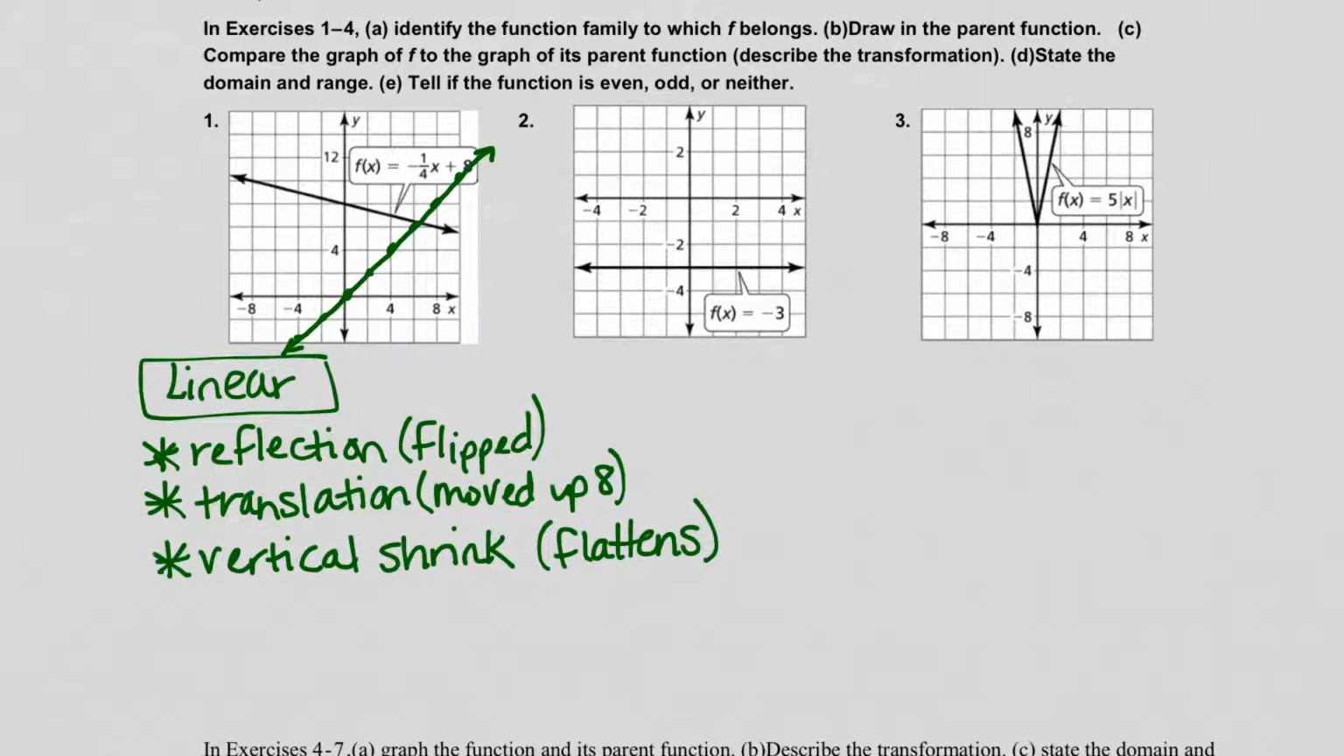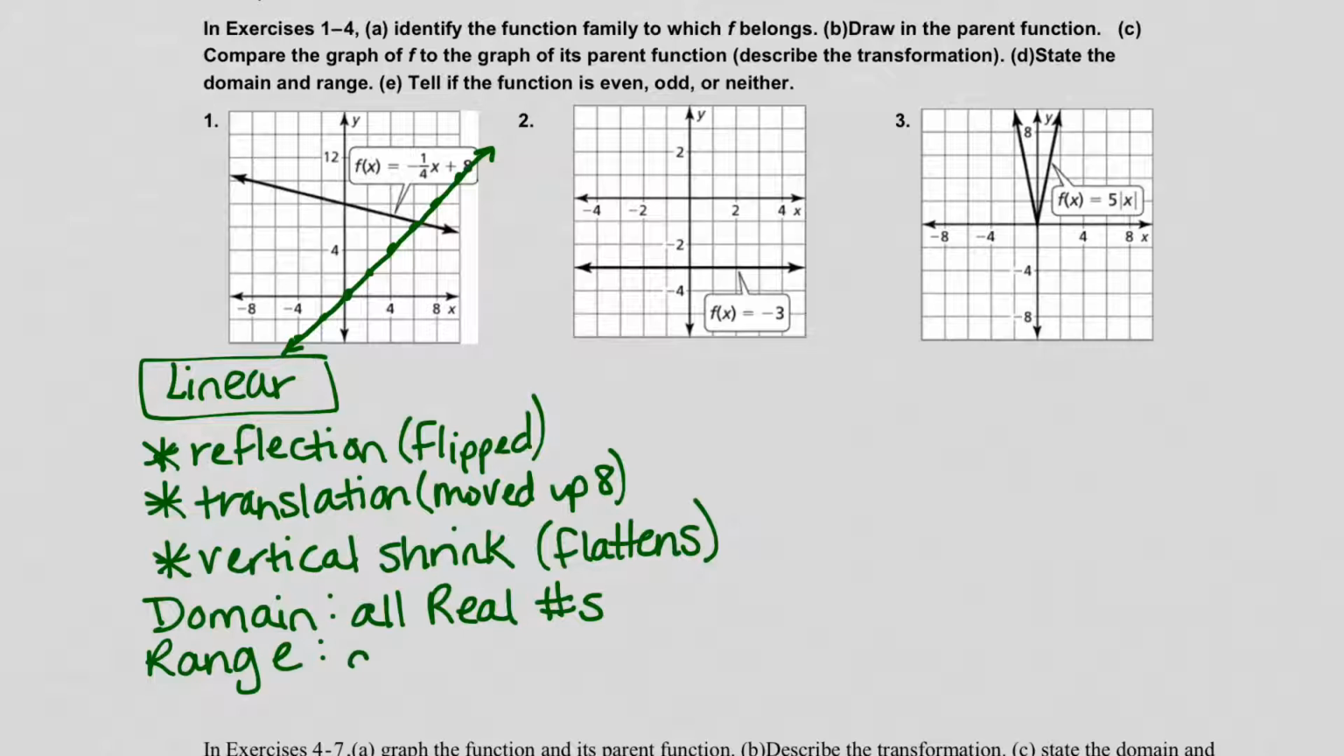All right, and then it wants us to state the domain and range. So our domain is all possible values of x of our graph. Here it goes to the left forever, it goes to the right forever, so x can be absolutely any number. So it is all real numbers. Then the range is the values that y could be. Again, it's going up forever and down forever, just doing it kind of slowly, but it's still getting there. So it's all real numbers.